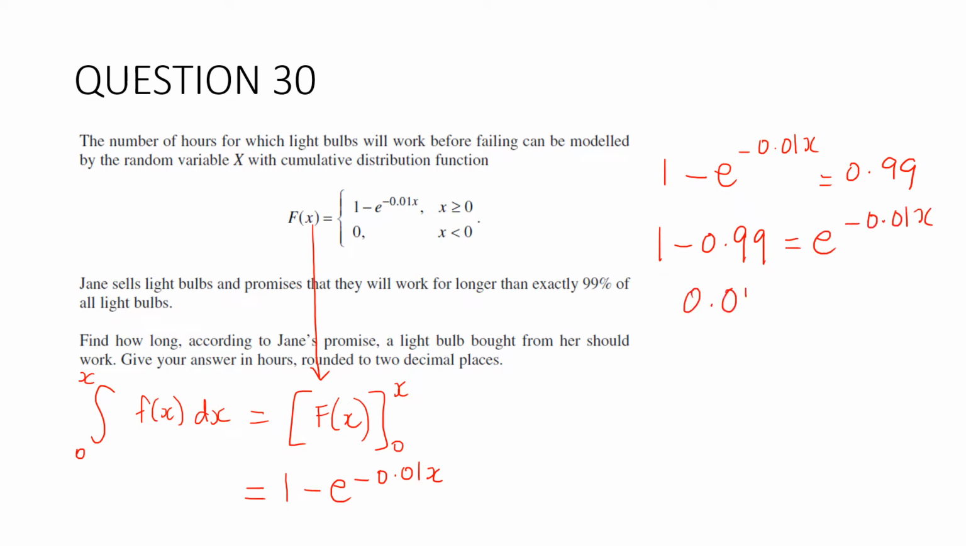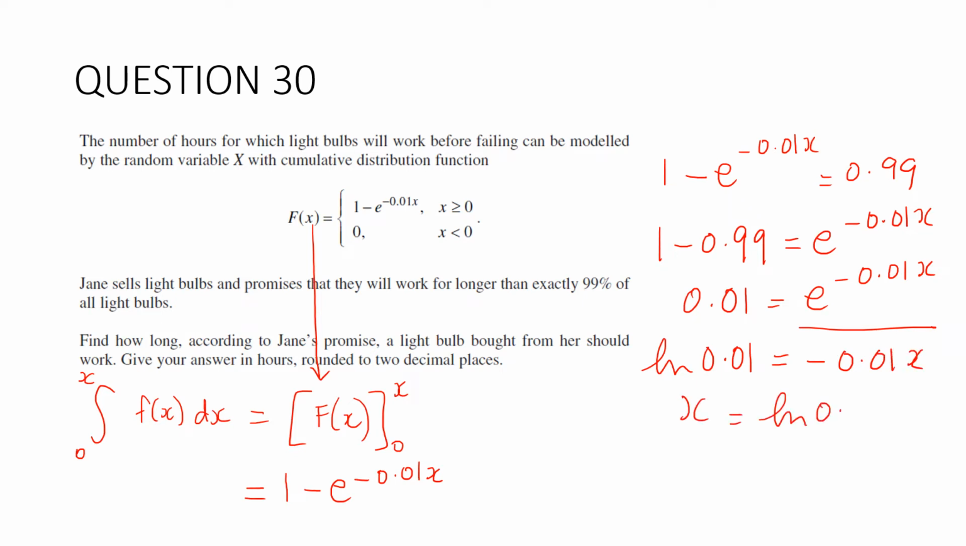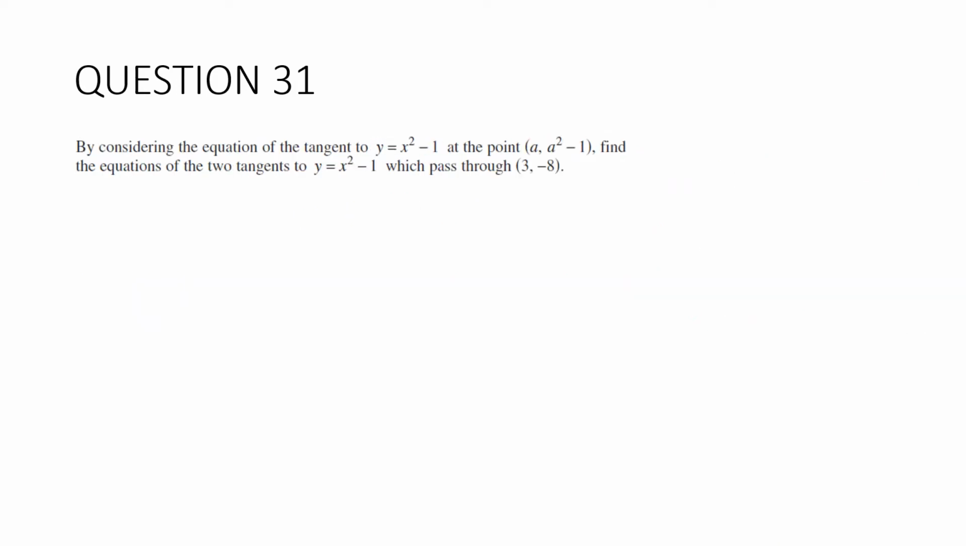So 0.01 equals e to the negative 0.01x. We're going to do some logs again. ln 0.01 is equal to ln of this side. That will cancel out to negative 0.01x. x equals ln 0.01 divided by negative 0.01, which is, let's see, 460.5. We want it to 2 decimal places: 460.52 hours.